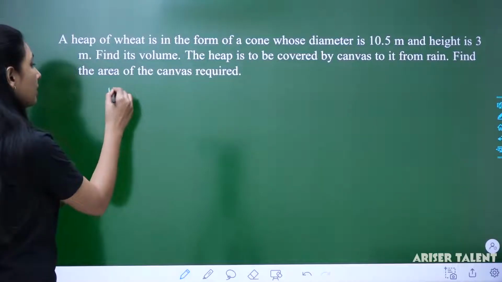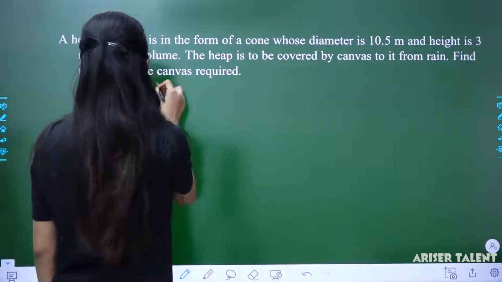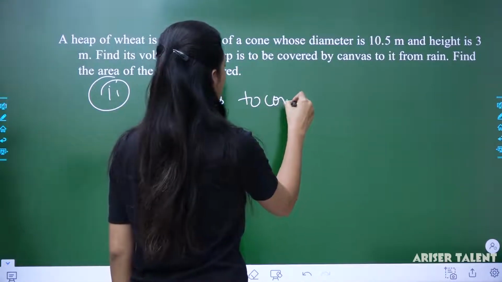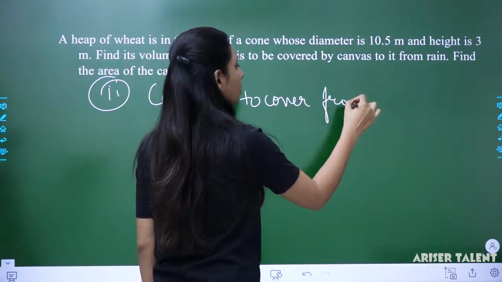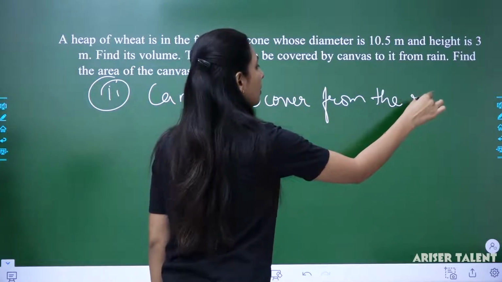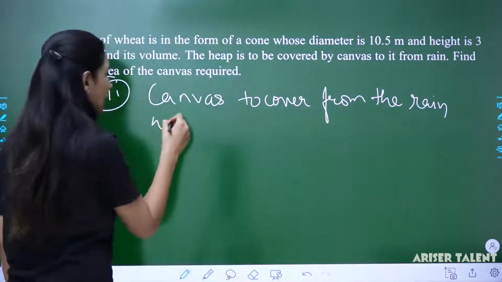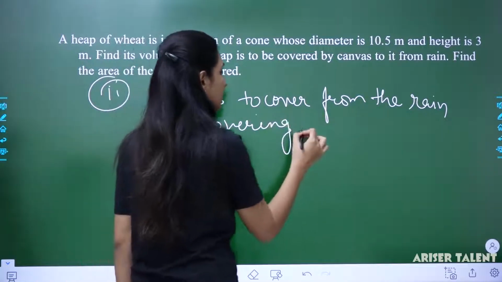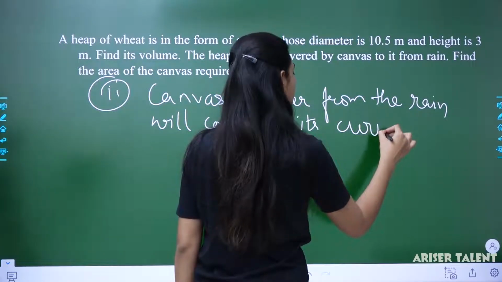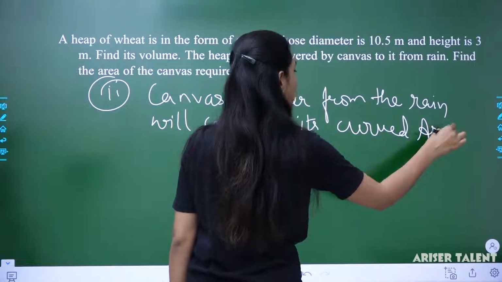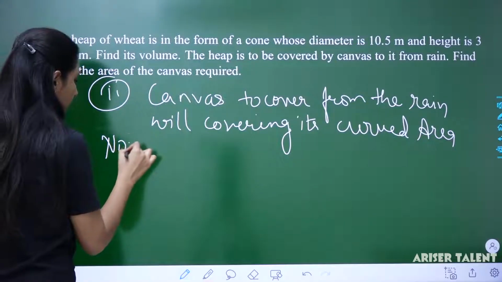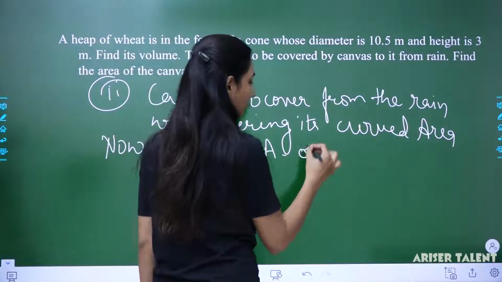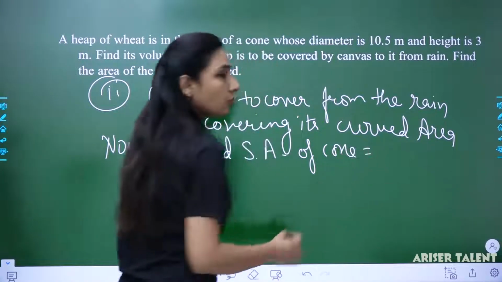Now the second thing, you have to get canvas to cover from the rain. Will covering its curved area. Now curved surface area of cone is equal to pi RL.